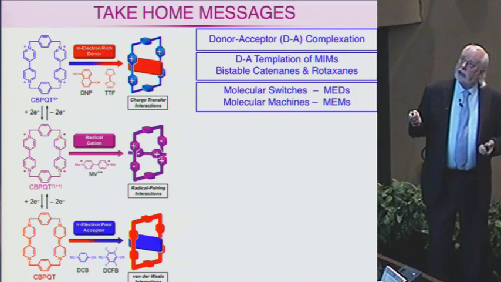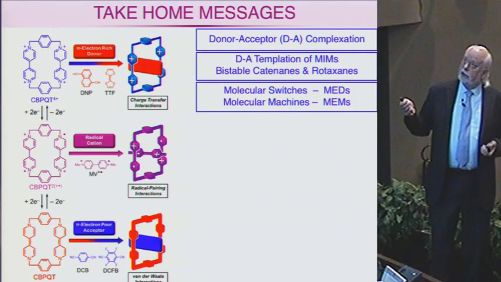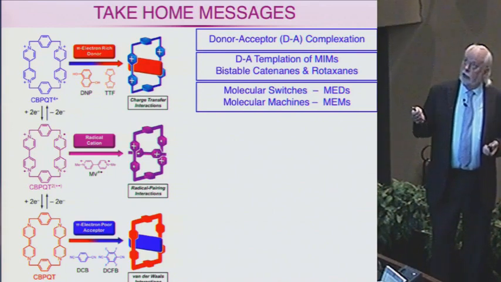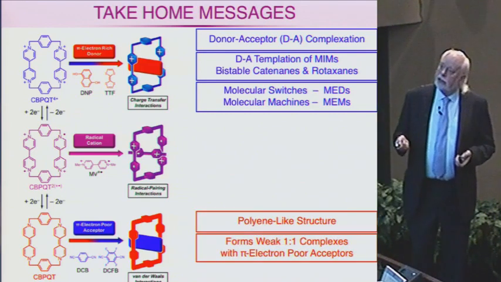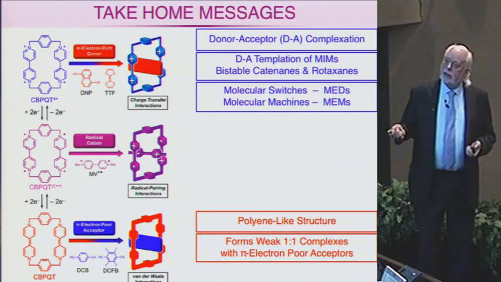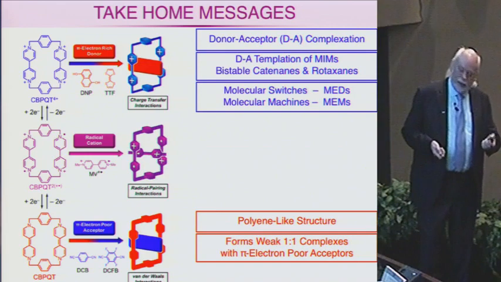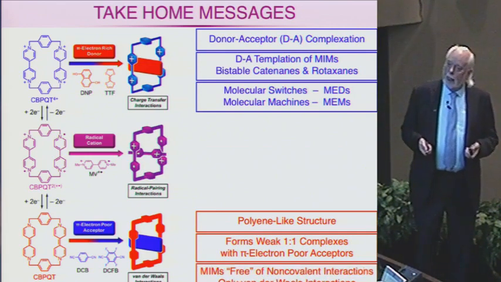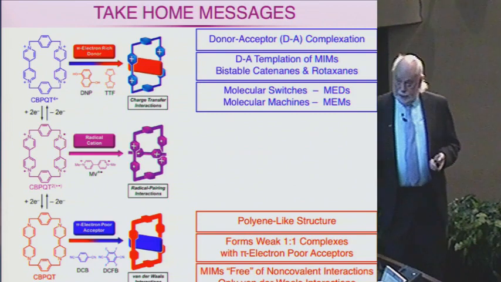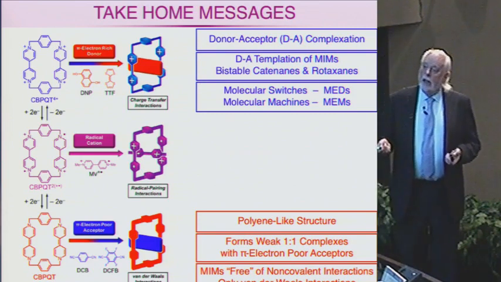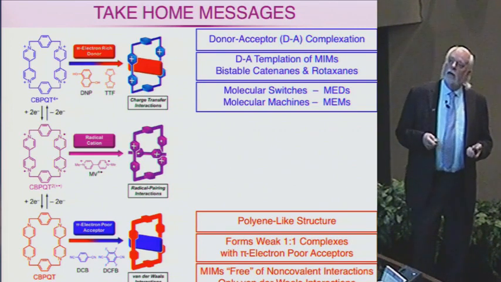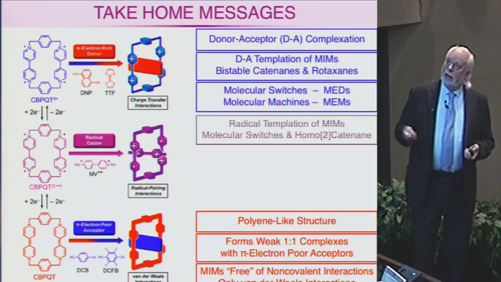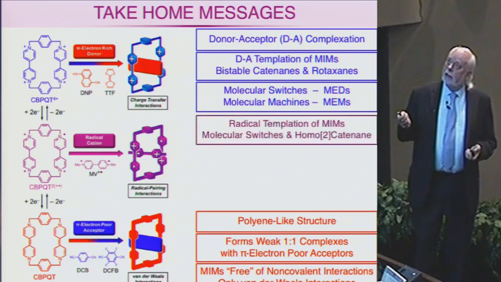And it opened up the door, as has been mentioned, and again I won't talk about it today, to working with molecular electronic devices, molecular switches, and ultimately, of course, molecular machines. The polyene type structure that we get for the red box ends up giving us rather weak one-to-one complexes with pi electron poor acceptors. And the ultimately mechanically interlocked molecules are free of non-covalent interactions other than very weak van der Waals interactions. We'll come back to that in a second, but let's just look at the radical here.